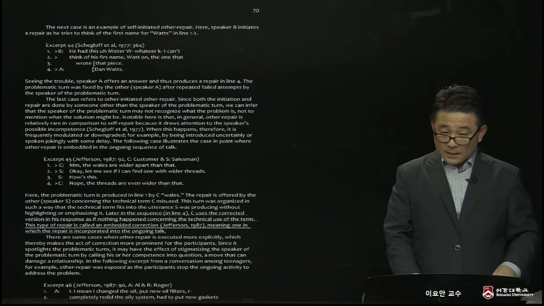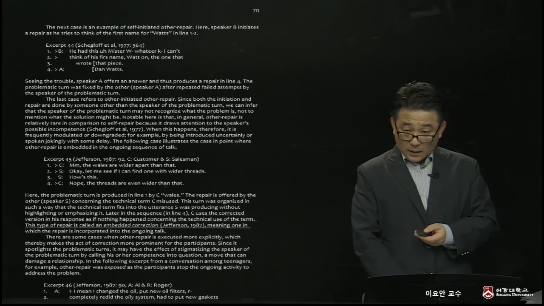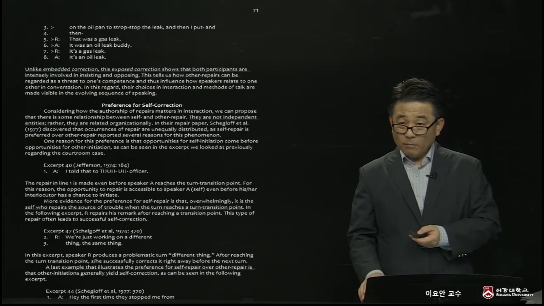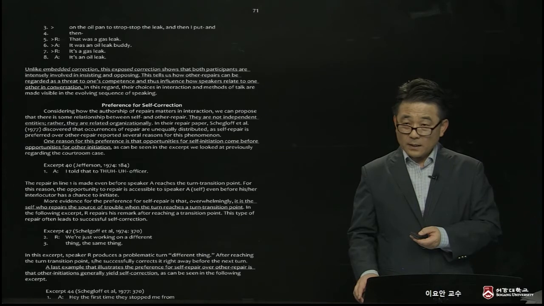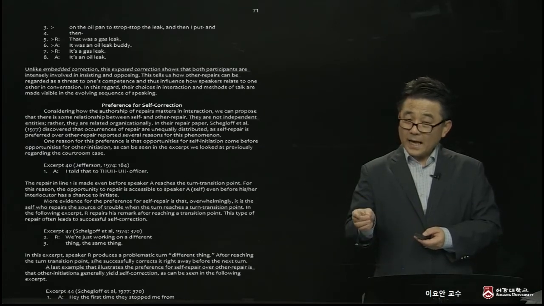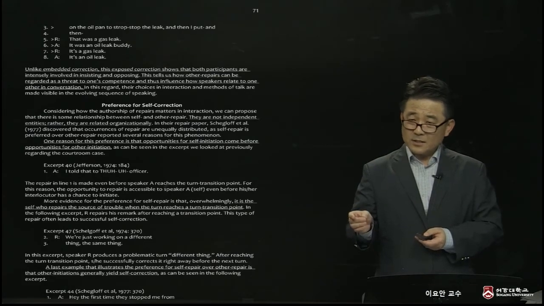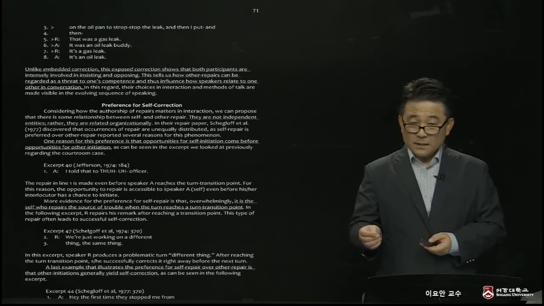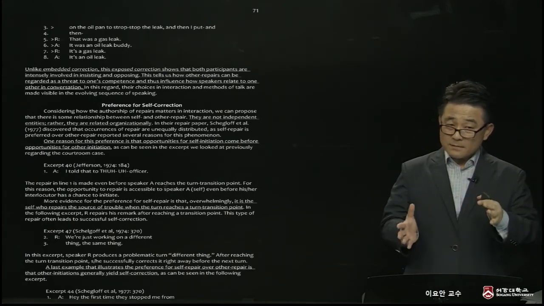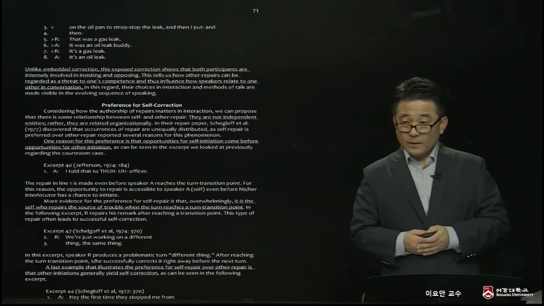A says, I changed the oil, put in an oil filter, completely redid the oil system, had to put in a new gasket, then an oil pan to stop the leak, and then I put, and then R says that was a gas leak. It was an other-correction done in there. But then A refuses and insists, saying it was an oil leak, buddy. And then R says it's a gas leak. It's an oil leak. Right? So it's a case of why other-repair is a pretty risky thing in interpersonal relations.